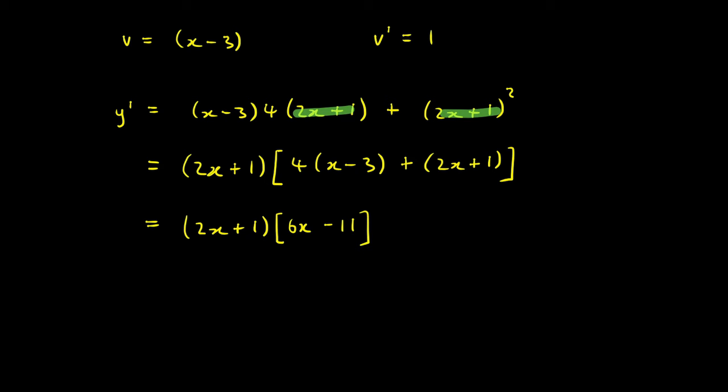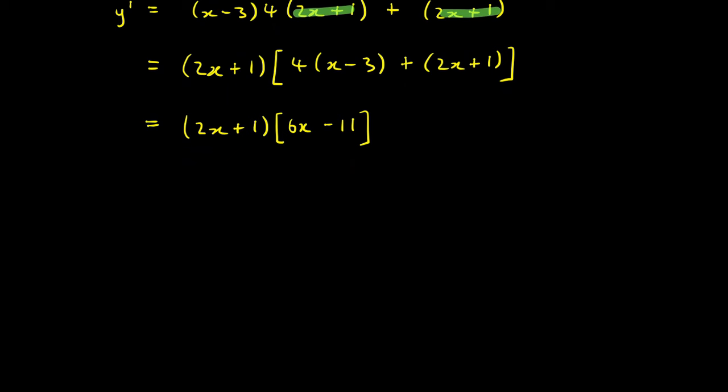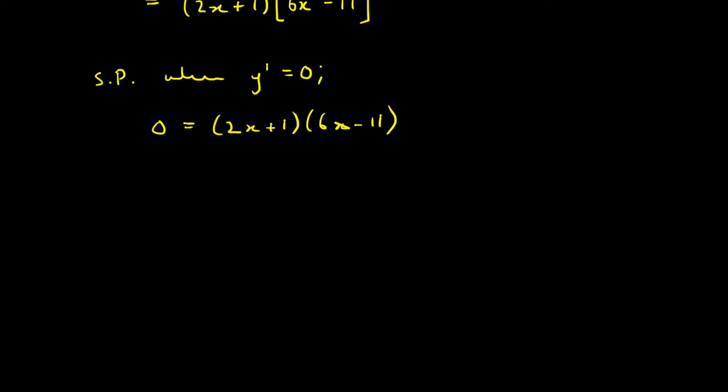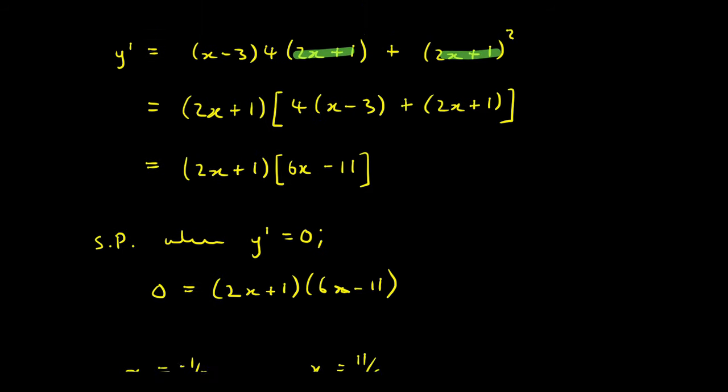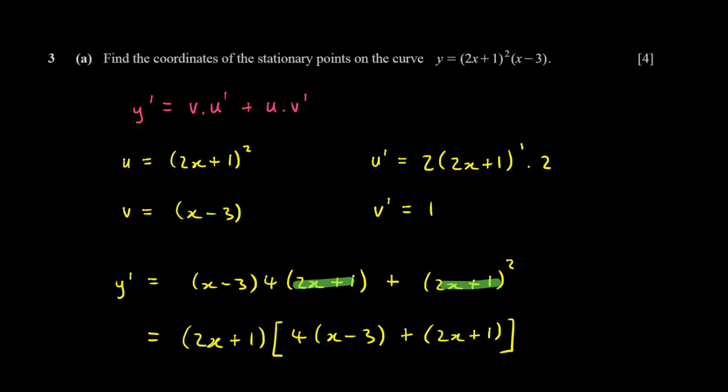So that's that. And of course, what's a stationary point? A stationary point is when y prime is equal to 0. So I set this whole thing equal to 0. So 0 is equal to 2x plus 1 times by 6x minus 11. And of course, that's got solutions when x is equal to negative a half and when x is equal to 11 upon 6. Now, guys, often students will then forget that they need to find the y coordinate, right?